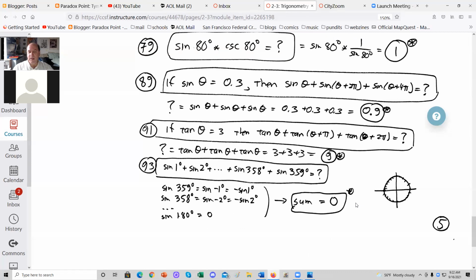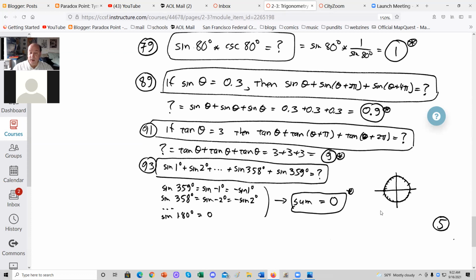Now here, they're being a little tricky. Sine of 1 degree plus sine of 2 degrees all the way up to sine of 359 degrees. What's that? So you imagine a circle, 1, 2, 3, all the way up to 359, and sine of 180 would be right here. Now, sine is the height. And for each one up here, there's one down here. And so they all cancel out, and sine of 180 is 0. So these all add up to 0.